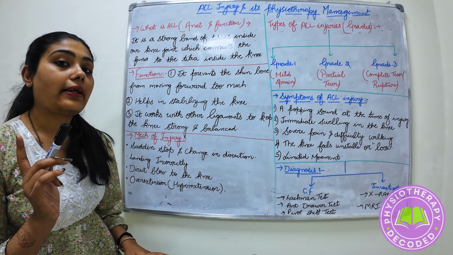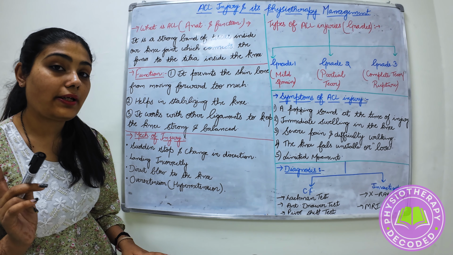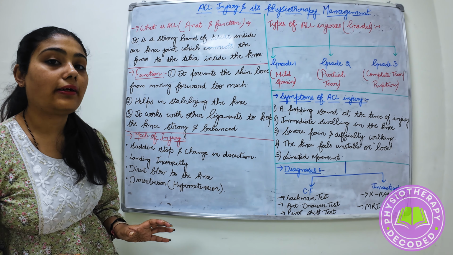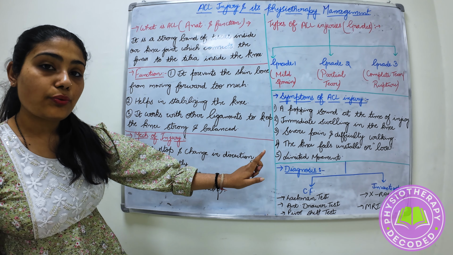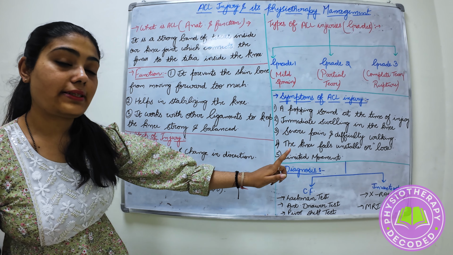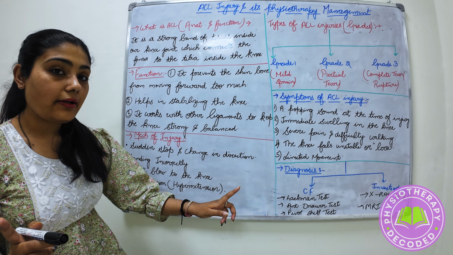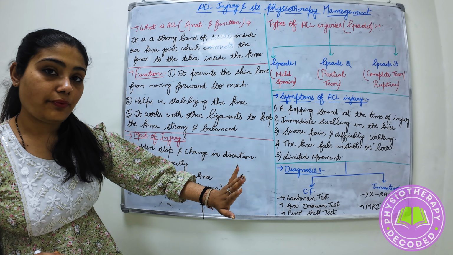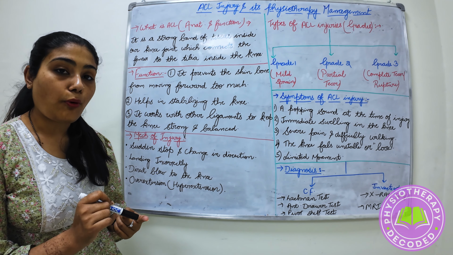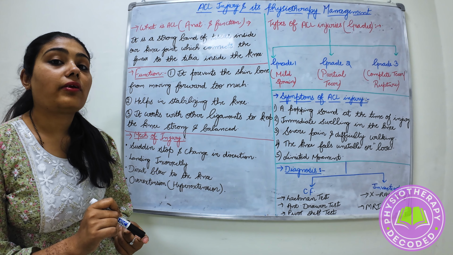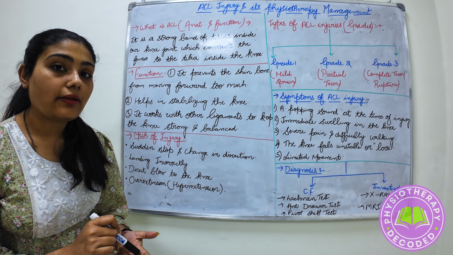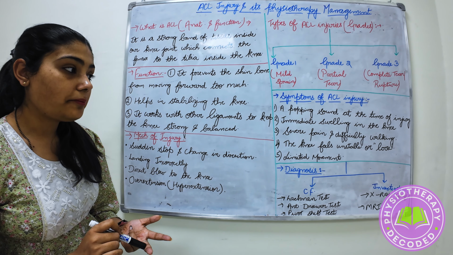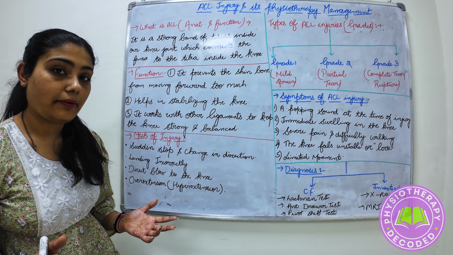As I said, ACL helps in stability of the knee. So if the ACL is torn, you will feel difficulty in walking. Fourth one is the knee feels unstable or loose. And the fifth one is limited movement. So these are the symptoms of ACL injury. A popping sound will be heard, there will be swelling, there will be pain, there will be limited movement, and there will be instability of the knee.